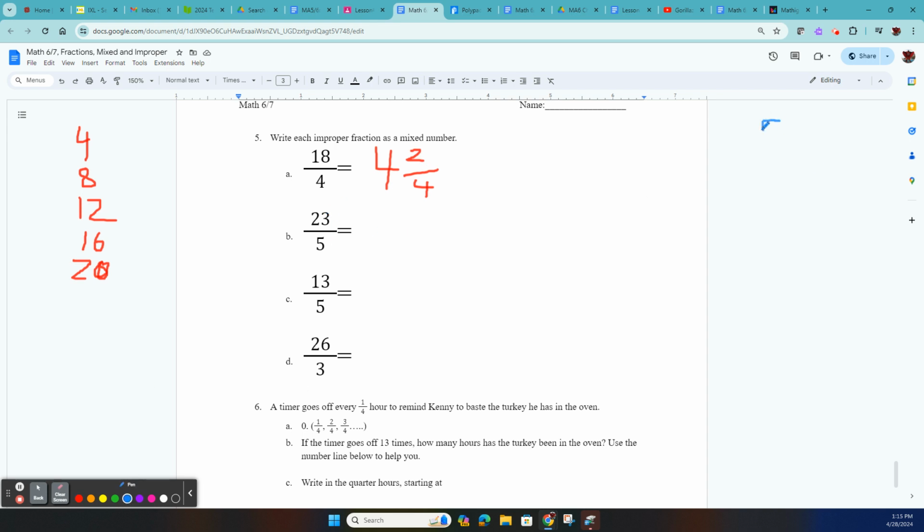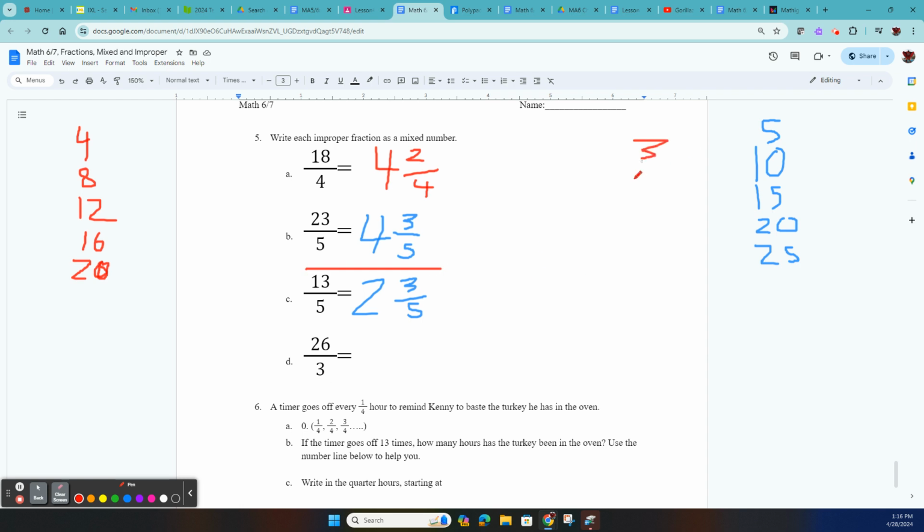23/5. Okay, well, I'll count by fifths just to be safe. 15, 20, 25. Okay, how many times does 5 fit in 23? 1, 2, 3, 4 whole times. What's left over? Well, 23 take away 20. That would be 3/5 left over. Okay, 5 fits into 23 4 times, 4 whole times, and 3 would be left over. So 3/5 rather.